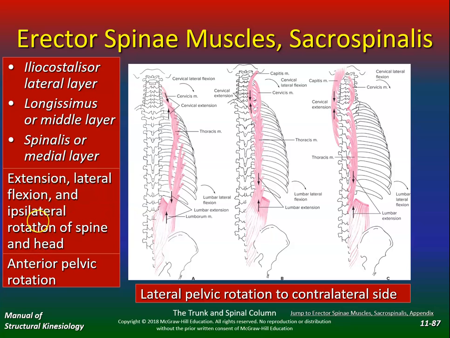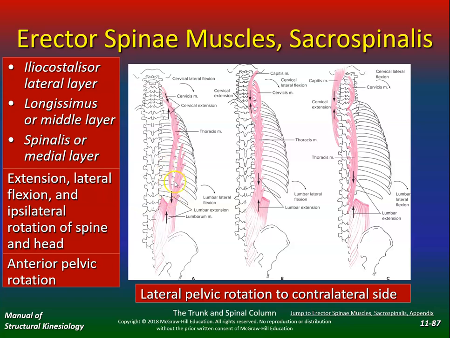Extension, lateral flexion, and ipsilateral rotation. So it extends the spine, it side bends, and will cause ipsilateral rotation, so same side rotation of the spine. So right erector spinae will cause right side bending and right rotation, so same side.